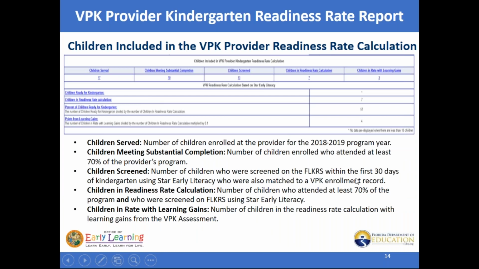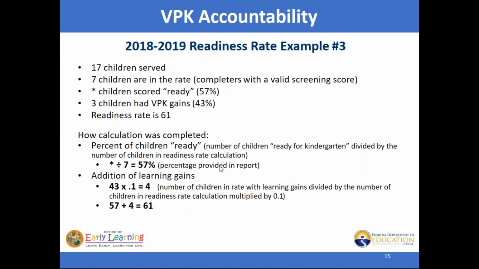So if we go to the next slide, that is highlighted and made a little bit bigger, easier to see. You can see where that asterisk is sitting there under the column, children ready for kindergarten, but you can still see that the calculation follows through. It follows the same pattern as the examples we've already provided. And we'll go to the next screen where you will get to see how the numbers are applied. And in the third bullet on this slide, you see the asterisk in that bullet, where the number of children scored ready ended up being 57%.